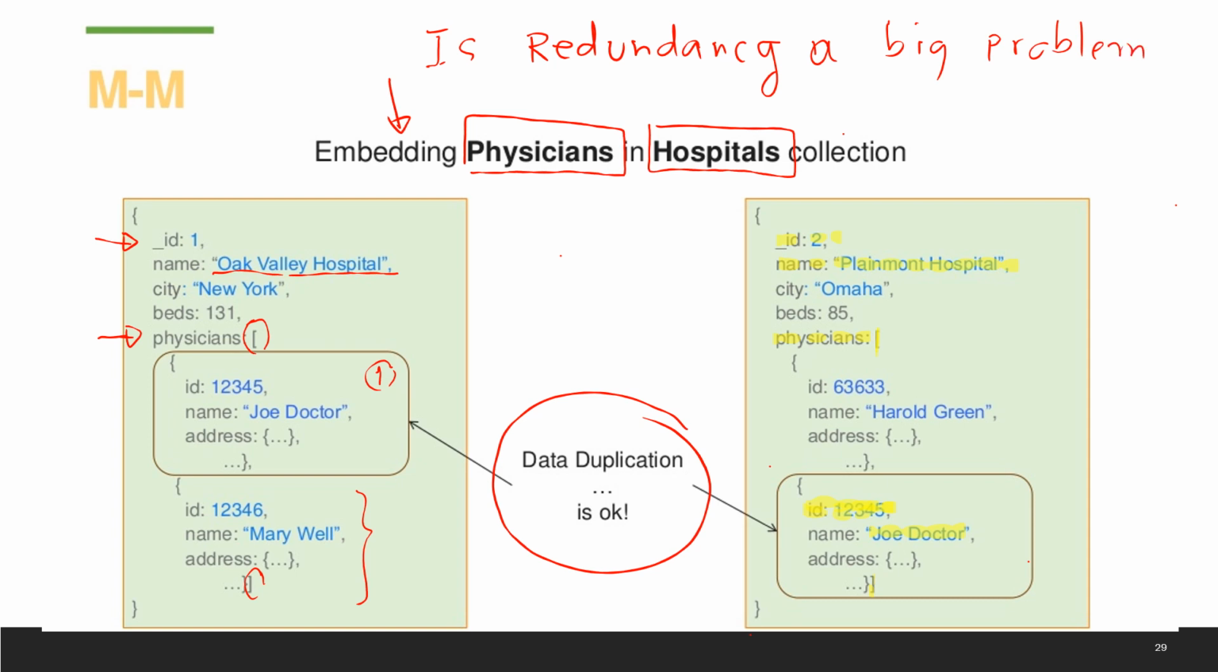Because remember, when we have redundancy, it leads to a problem of wasted storage, right? You store data multiple times, then you waste the storage. It may lead to data inconsistency because data about Joe Doctor in different hospitals could be different. Let's say he changed his address, he changed his telephone, and so on. So it could lead to different data or inconsistency of the data. But we then need to consider whether that kind of problem is important or not, and whether we should avoid that problem or not.